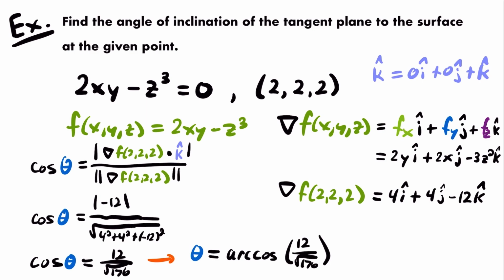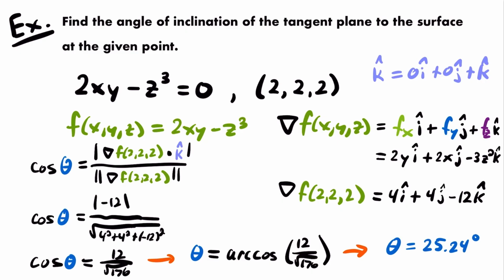And I would recommend putting that into a calculator. If you get it in terms of radians, it'll be a very strange decimal value that's a little bit hard to interpret, so I recommend that you get the answer in terms of degrees, and if you do, you will find that the angle theta is equal to about 25.24 degrees.